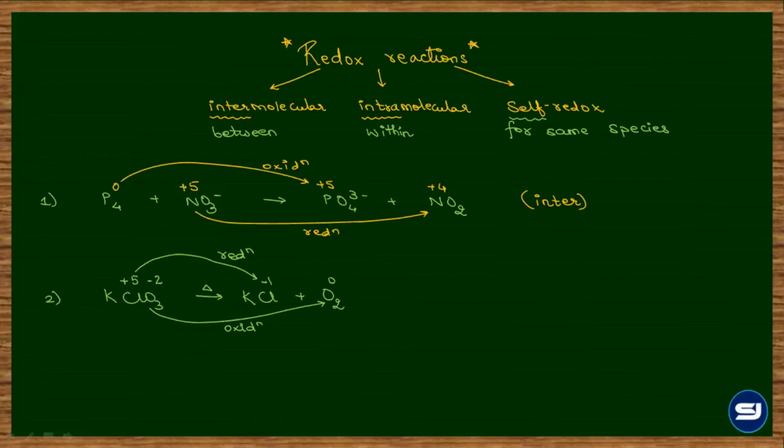Yes, sir. So here the redox is happening within the same molecule. Chlorine and oxygen within the molecule is undergoing reduction and oxidation. So this will be an example of intramolecular redox. And now coming to one more example where P4 and OH minus gives PH3 and HPO2 2 minus. Tell me which species would undergo a change here.